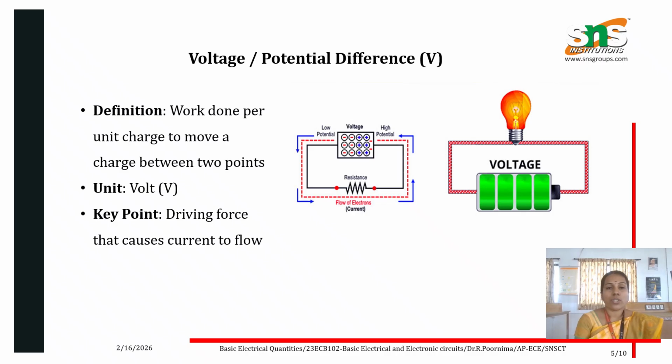Next is the voltage or potential difference. So potential is the work done per unit charge, where we move a charge between 2 points. So in a circuit, when the voltage is applied, the charge flows from high potential to lower potential. So it is the driving force that causes the current to flow in this circuit.